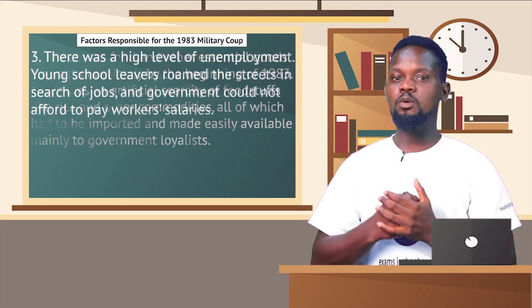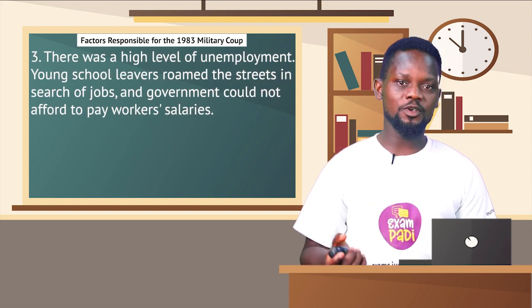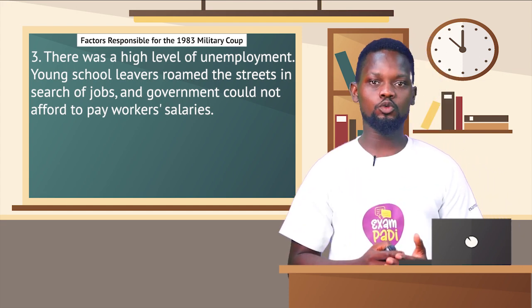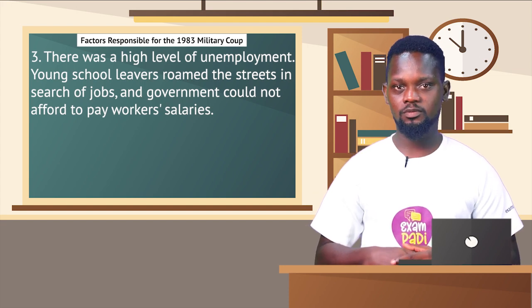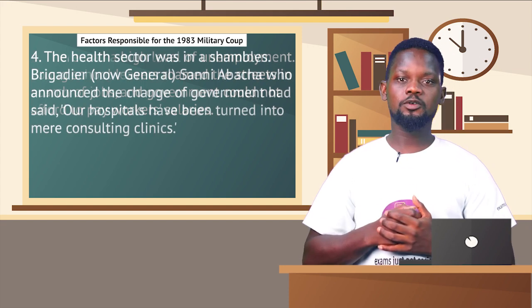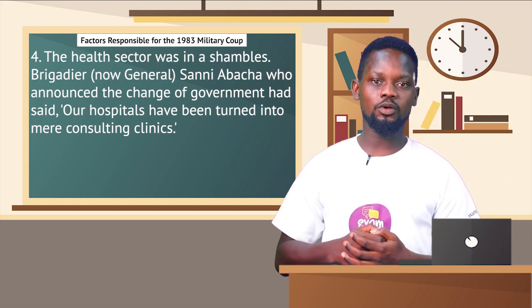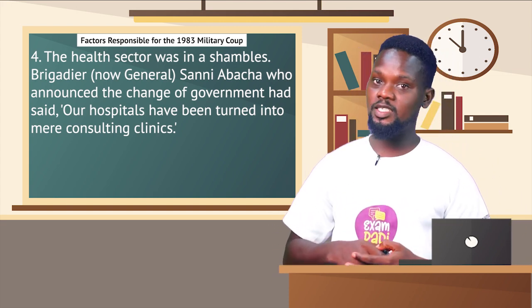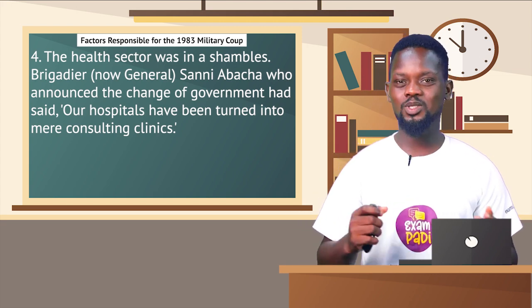Number 3, there was a high level of unemployment. Young school leavers roamed the streets in search of jobs, and government could not afford to pay workers' salaries. Number 4, the health sector was in shambles. Brigadier, now General Sani Abacha, who announced the change of government, had said, "Our hospitals have been turned into mere consulting clinics."